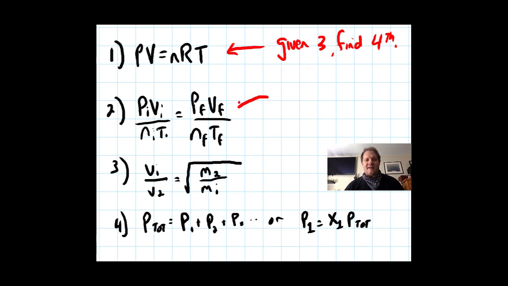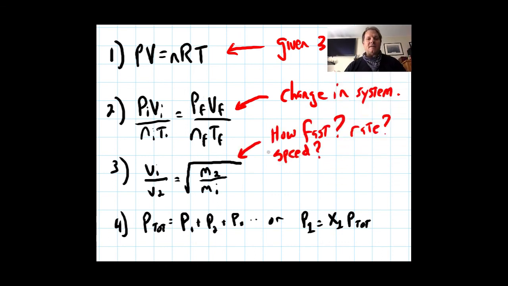The second law we use when we have a change in the system. So if the problem gives you 2 different pressures, or 2 different temperatures, or 2 different numbers of moles of gas, then something is changing, we need to use the combined gas law. And again, we're going to eliminate variables that don't change, solve for the variable we're looking for, and then it's just plug and chug.